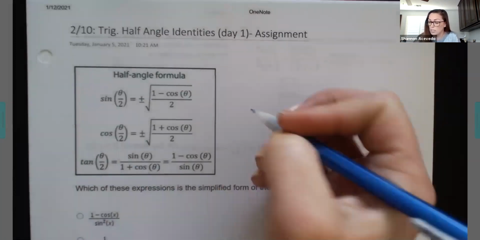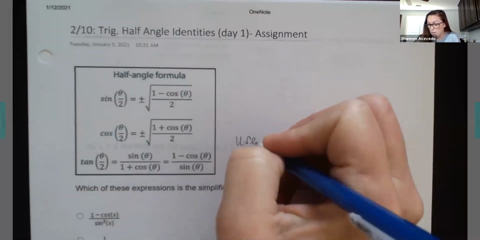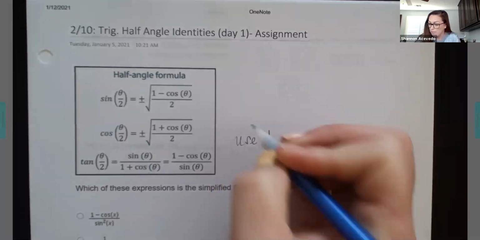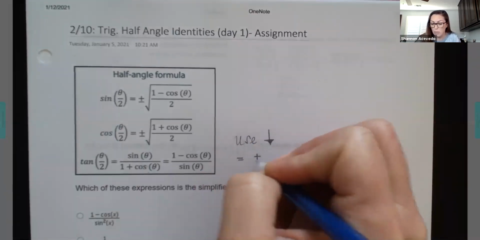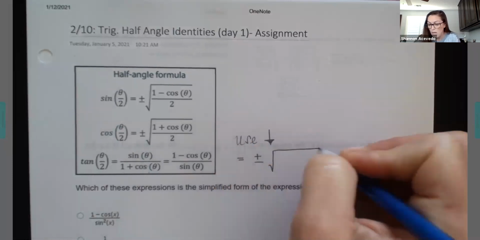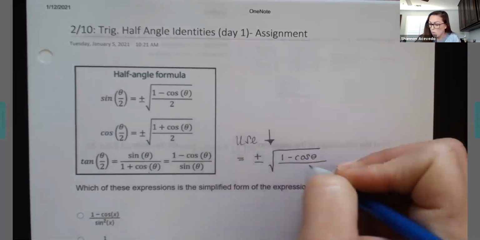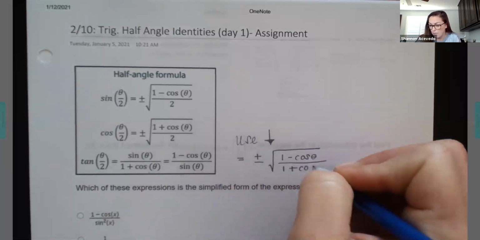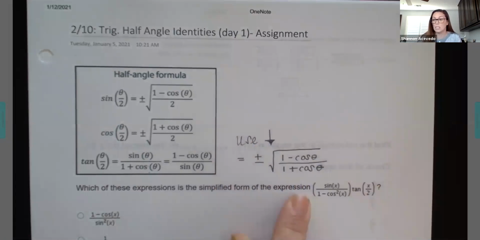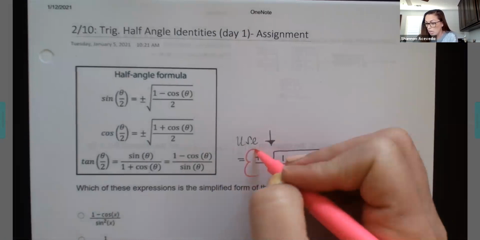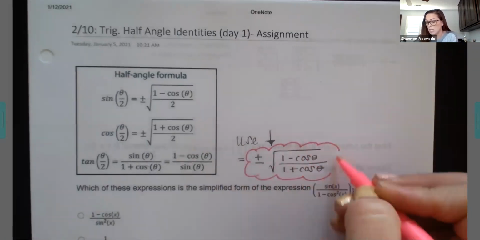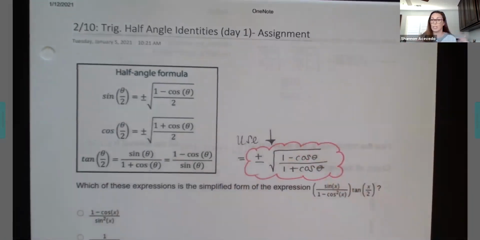The formula that they want us to use for tangent is going to be plus or minus the square root of 1 minus cosine of theta all over 1 plus cosine of theta. So use this equation as you go through this lesson. This is the equation that they use, so stick with this one, because otherwise your answers will look different. Now, in the end, they're all equivalent. They're just different ways to look at it.